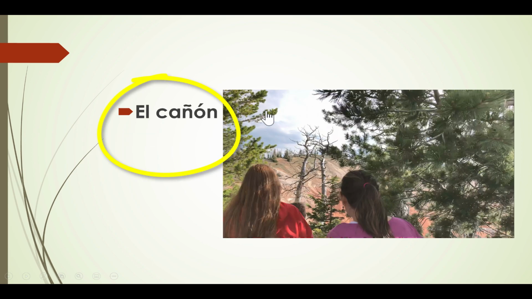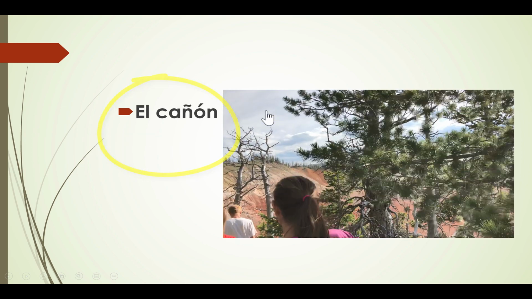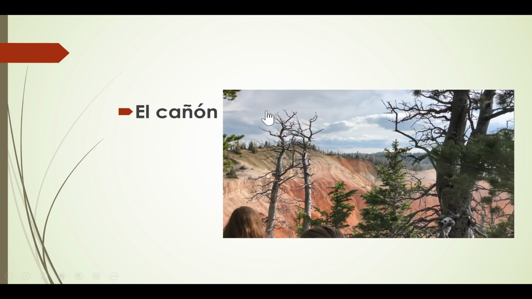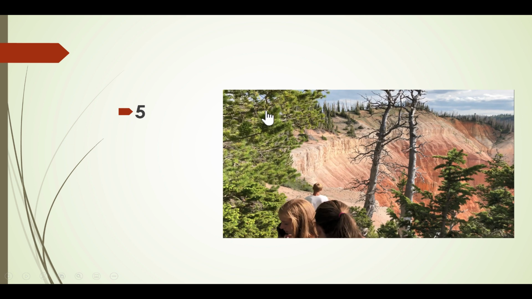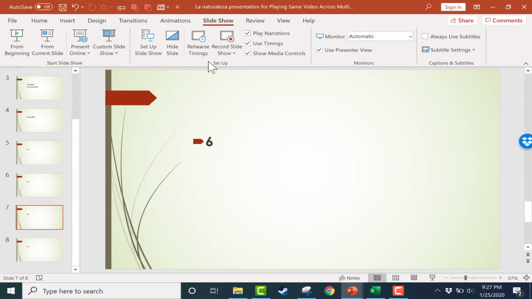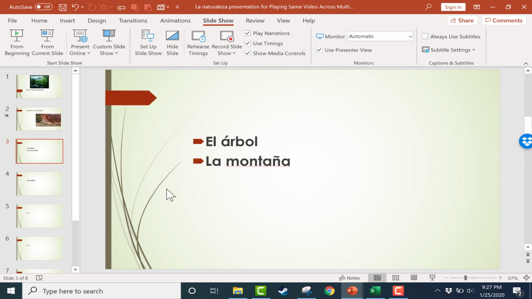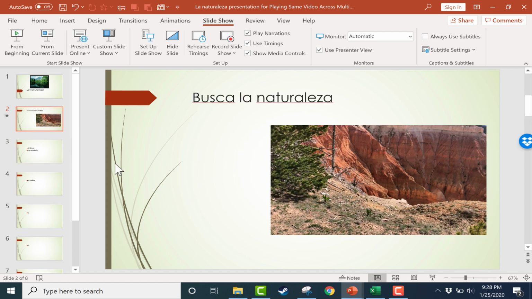The students are looking for an árbol, for a montaña. I just advanced it again, and now they're looking for a cañón. And then there's slide number 4, slide number 5, etc. So this is a great way to show students information in a video and yet add additional content, words, pictures, other educational content alongside the video that continues to play from slide to slide.